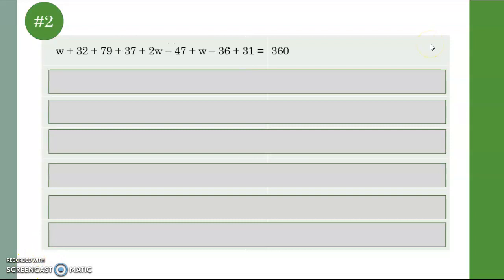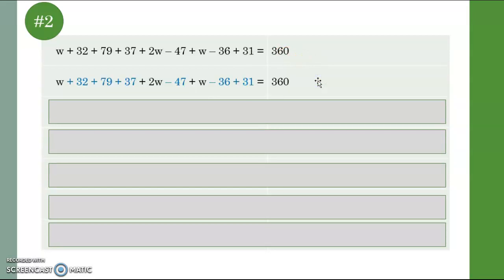This is our first example of solving a multi-step equation. Let's take a look at another example of a multi-step equation. This one is longer and a little bit more complicated. So this one says W plus 32 plus 79 plus 37 plus 2W minus 47 plus W minus 36 plus 31 equals 360. We're going to really go through the same process that we did with number one, okay?